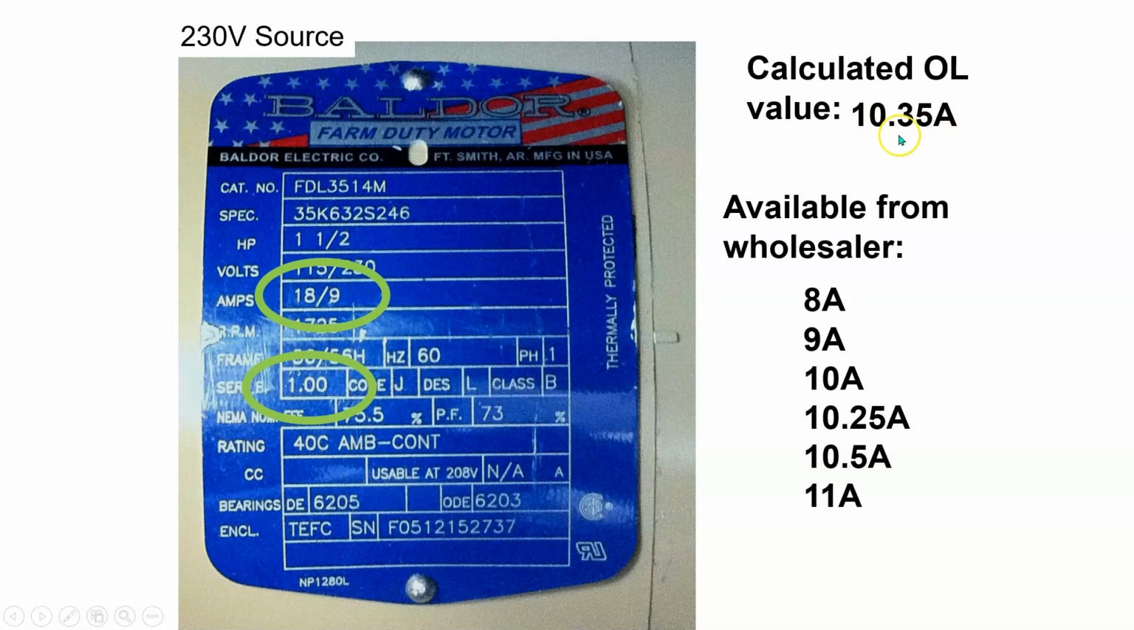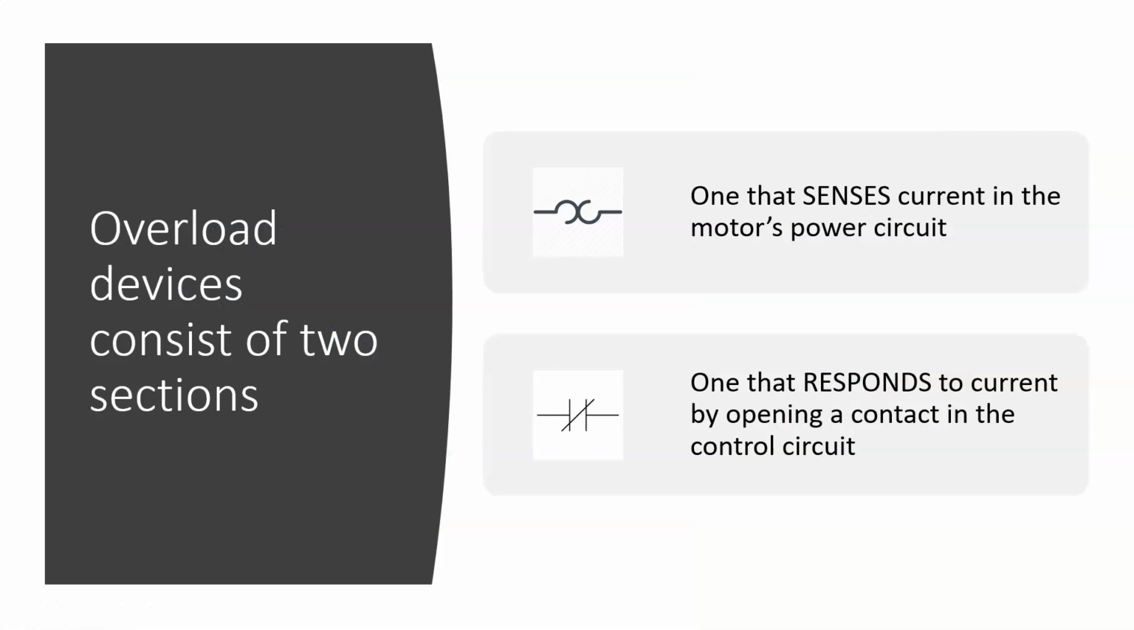amps. Again, you cannot exceed that. Looking at the options, 8's too small, 9's too small, 10 is pretty close. Oh, I've got 10.25, that's pretty darn close. And then 10.5 exceeds that, so I can't do that. So I'm going to choose 10.25, that'd be my best option there. Again, I want to get as close as I can to this number without exceeding it. Okay, hopefully that made a little bit of sense.